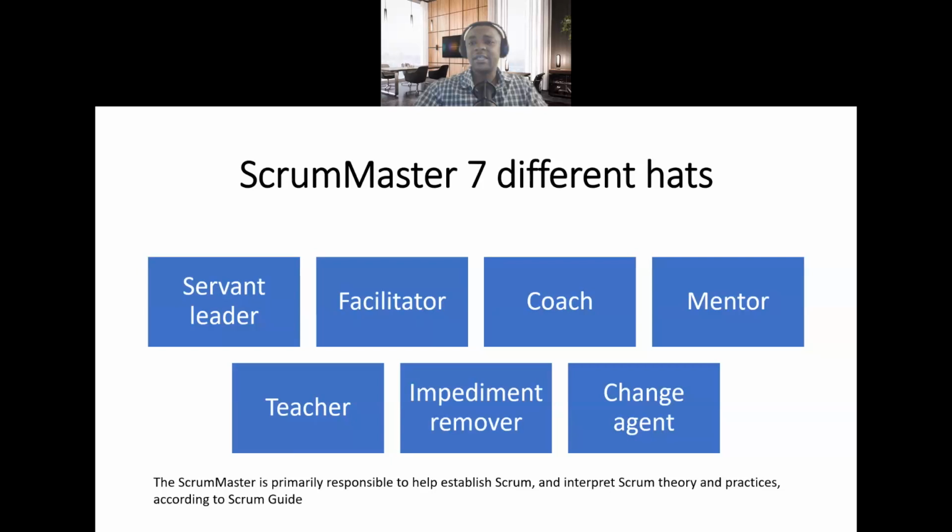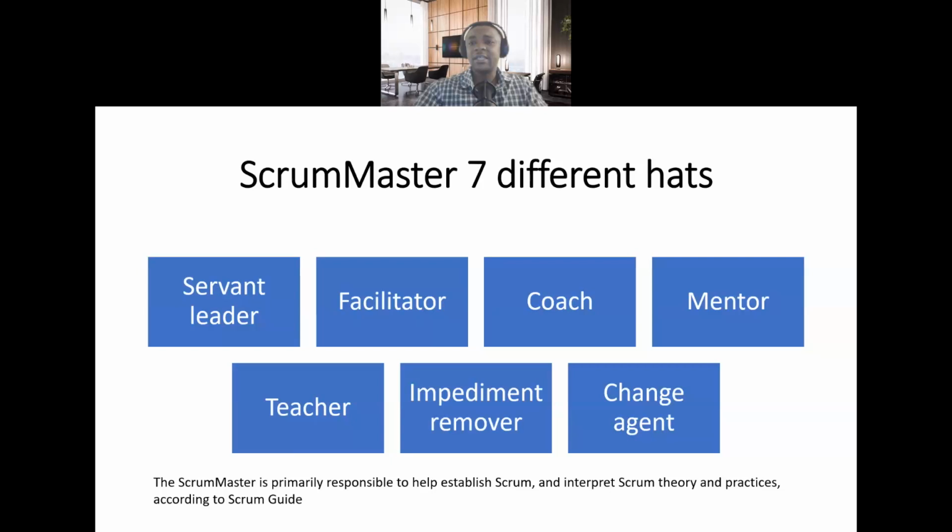For example, I'm a Scrum Master. See this, my teaching aspect of my profession is this content I'm doing, right? I am teaching you how you can understand the different hats that a Scrum Master puts on. That is a teacher.